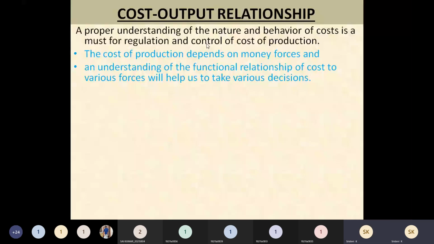So anyhow, output will be affecting the cost. How should it be? It should be increased or decreased.